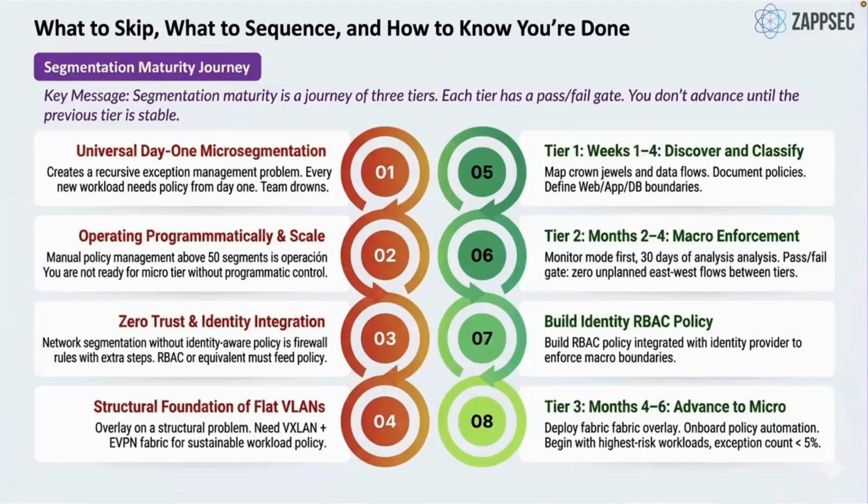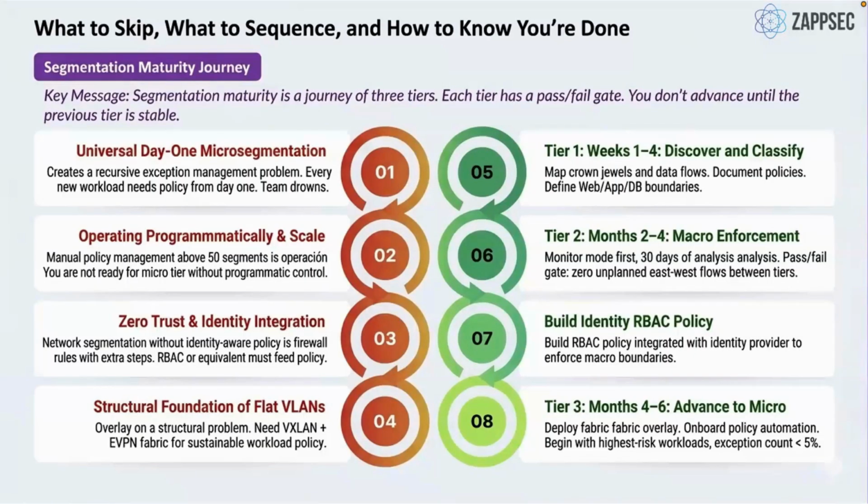And number two is operating at scale without programmatic control. Manual policy management above 50 segments is unsustainable. If you cannot define and deploy policy programmatically, you are not ready for the micro tier.